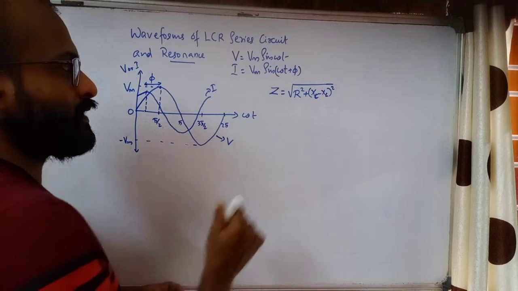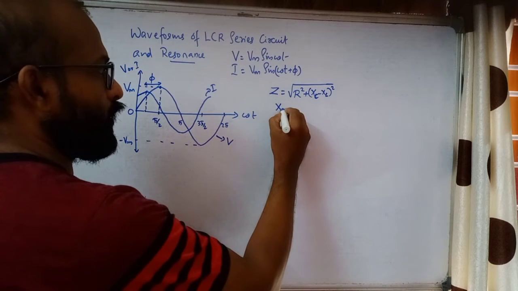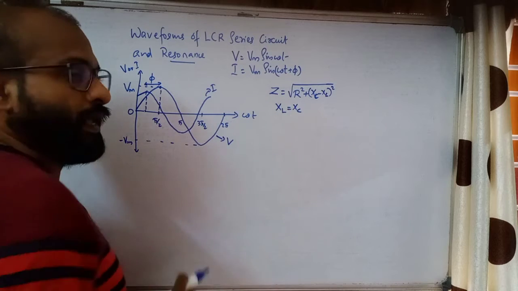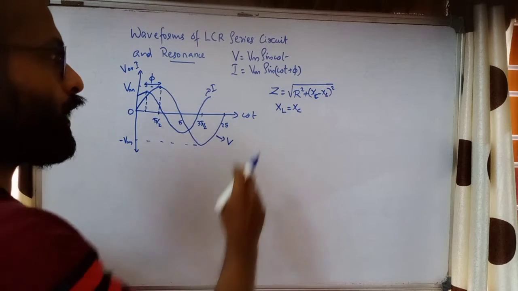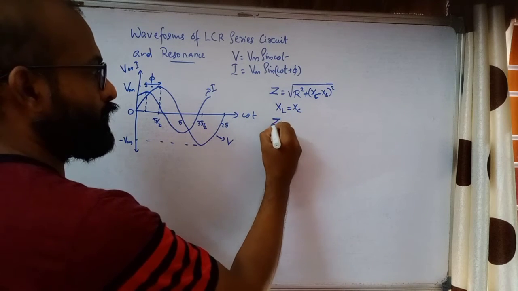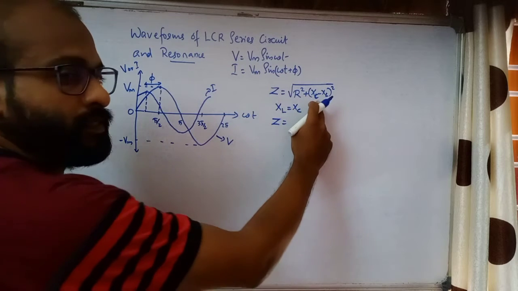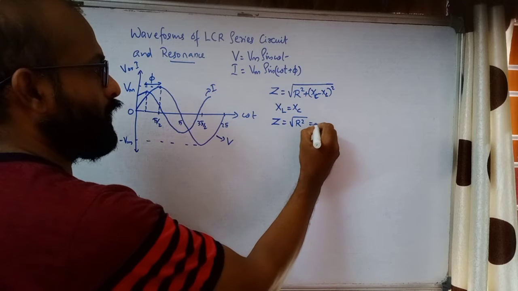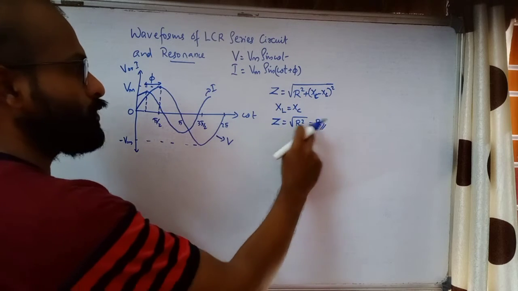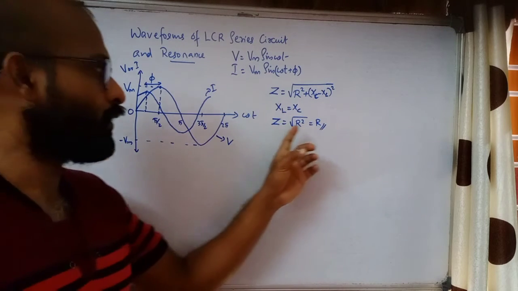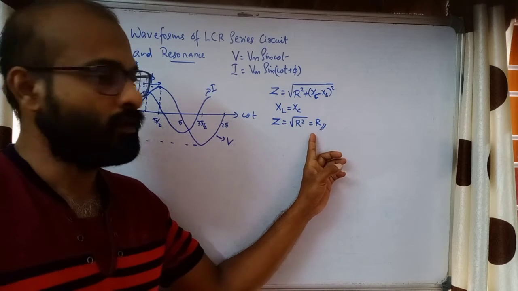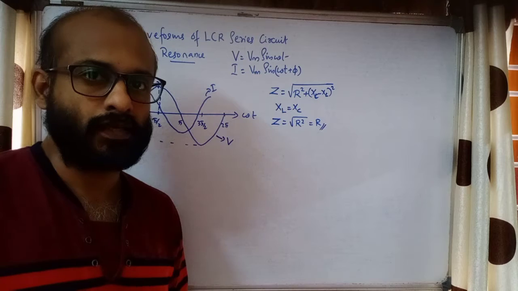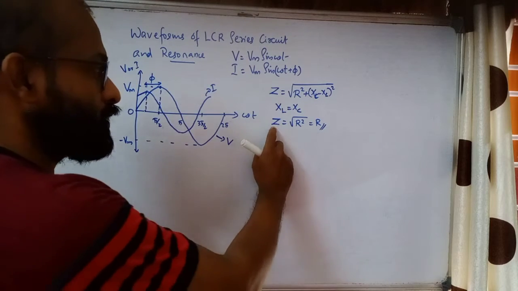Suppose we have XL is equal to XC for the particular circuit, which means both the reactances are the same. Then what happens to impedance? Impedance Z is equal to, this will cancel. Then you will get root of R square, or we can say it will be equal to R. So the impedance contains only the term of resistance, and the effects of the capacitance and the inductance have been cancelled out. Now the impedance is reduced.